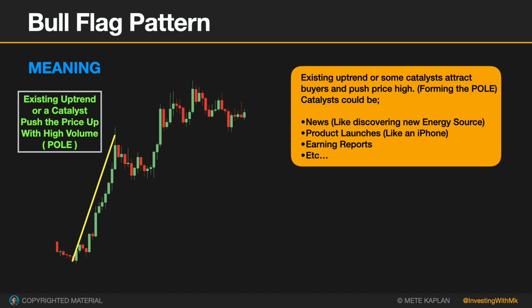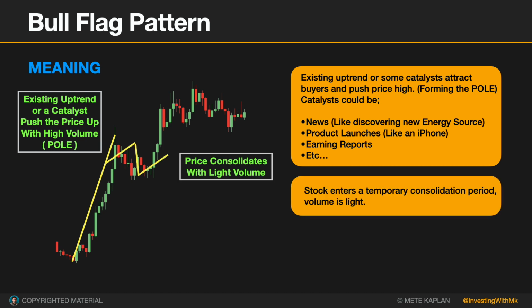Now, a catalyst creates huge interest in our stock. Many traders in the world show their interest by buying shares. Or if an existing uptrend has really strong momentum, sellers cannot stop it. As a result, price keeps rising dramatically. This is how our pole shape forms. However, you should always confirm this bullish action with rising volume, which I'll show you in the next slide.